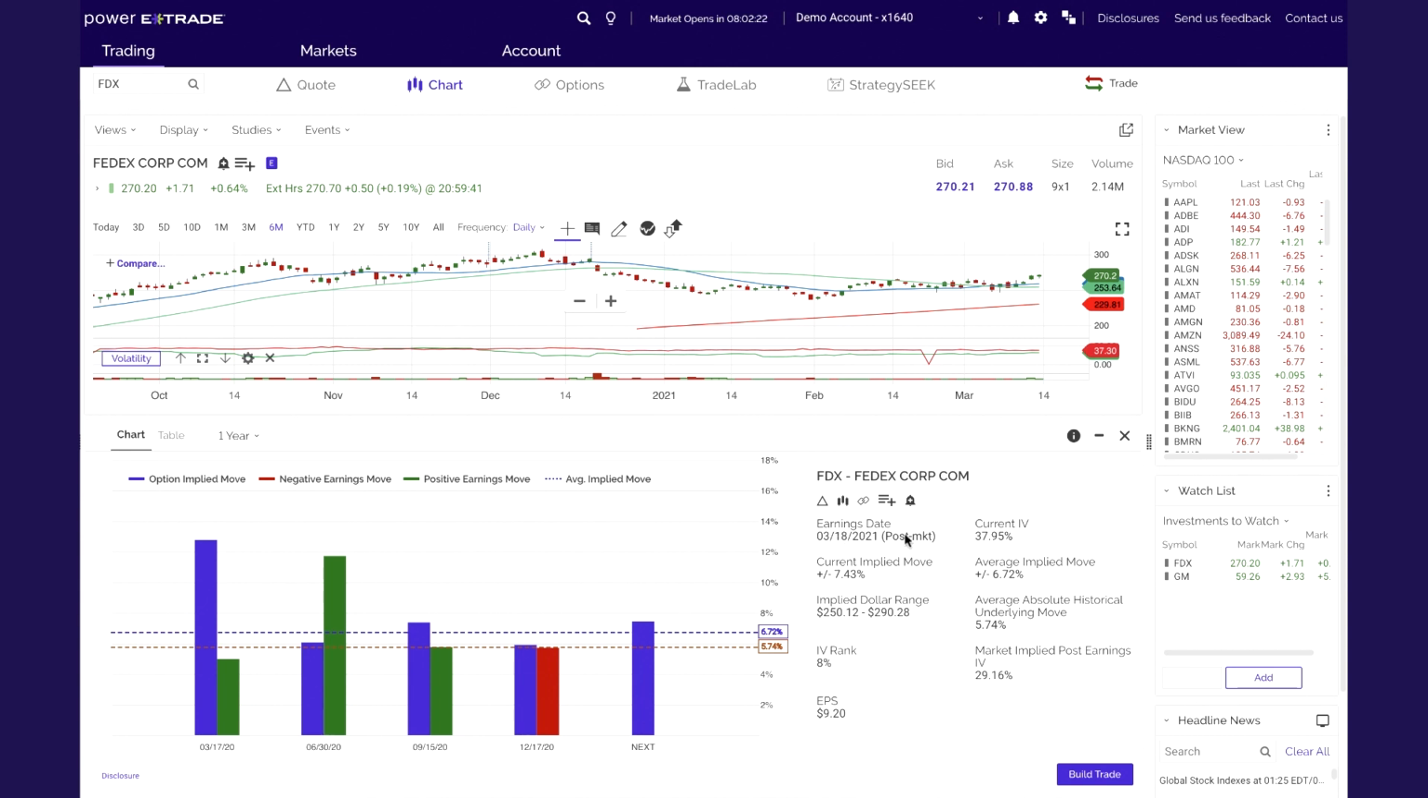We've got the earnings date after the market closes. We've got the current implied move, up or down 7.43%. We've got an implied dollar move that it's going to be between 250.12 and 290.28. That's what the market is anticipating or predicting. We've got the implied volatility rank at 8% with the current implied at 37.95. So we're not seeing a lot of anticipated move from this, and therefore we're seeing kind of a lower ranking when it comes to the implied volatility as well. The average absolute historical underlying move has been about 5.74%.